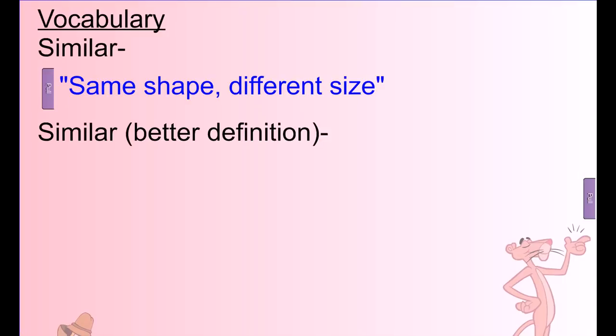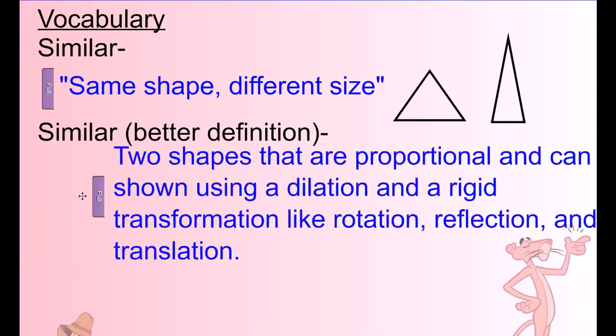When it says same shape, I mean, are we talking about any 2 triangles are the same? I mean, are those 2 similar? They're both triangles. They're both isosceles triangles. They're both isosceles acute triangles. So they're the same shape, but they're different sizes. So are they similar? And the answer there would be no. Those 2 are not similar. So we need a little bit better of a definition.